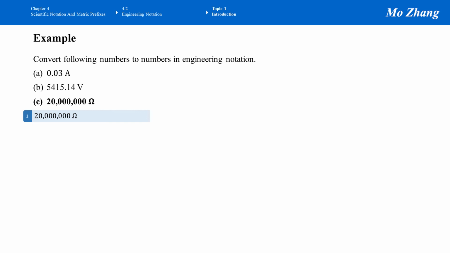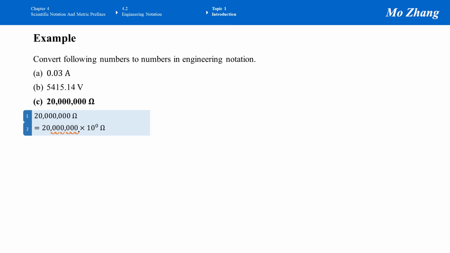Here is another example: 20 million ohm. We want to express this number in equivalent engineering notation. First, let's copy down this number. This number, 20 million, obviously is greater than 1,000, so it is outside the range. We need to shrink this number. The number of times that we need to move the decimal point depends on the exponent. For the current exponent, it's 0.